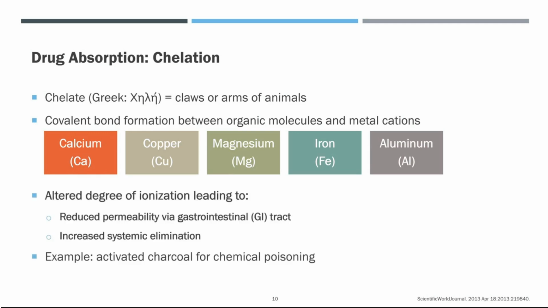When these metal cations bind to the medication, it changes the degree of ionization, which then leads to reduced permeability through the GI tract, and also increases the systemic elimination of the drug. A perfect example of chelation is using activated charcoal for patients with chemical poisoning, since the activated charcoal will bind to the poison and reduce the GI absorption and also increase the systemic elimination.